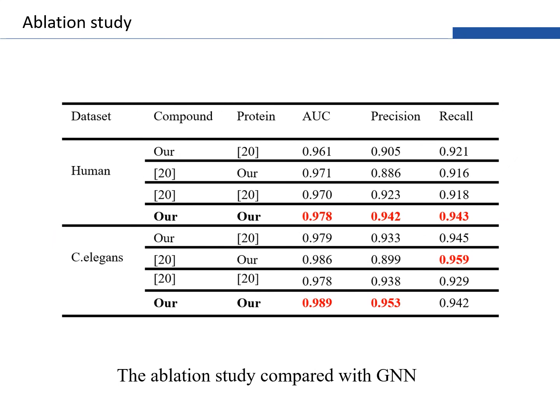To find out which network, the compound network or the Dot-Vector network, contributes more to the excellent performance of our model, 4 groups of experiments were conducted. As shown in the table, we use the GNN as a comparison. As seen from the AUC index, the feature combination proposed by us achieves the optimal results.